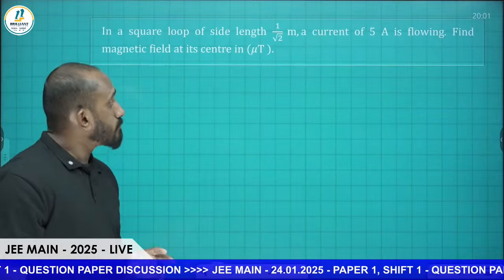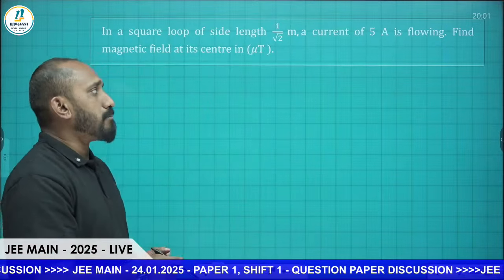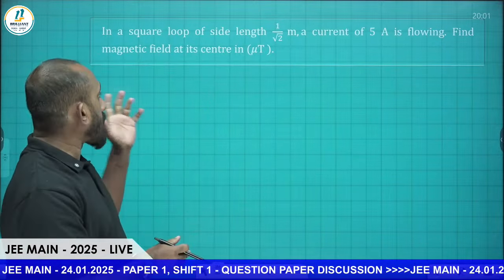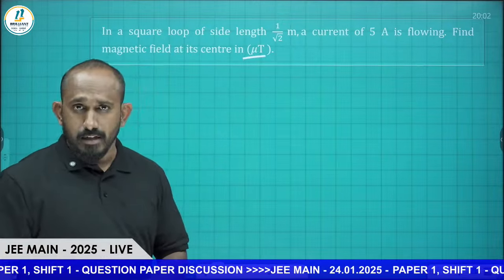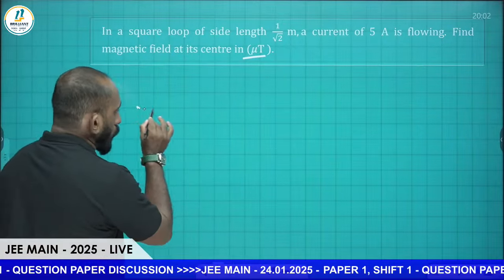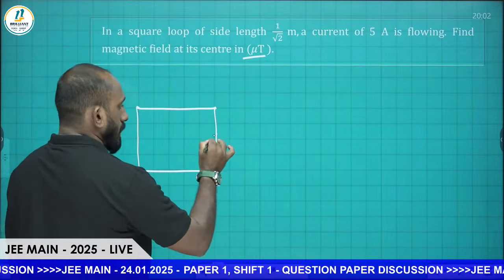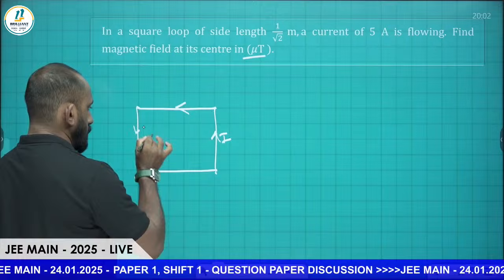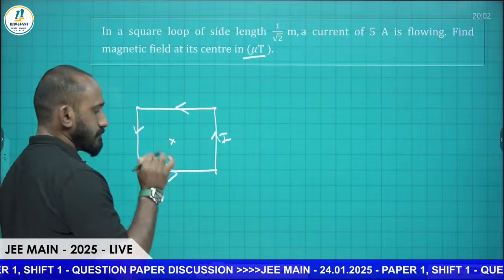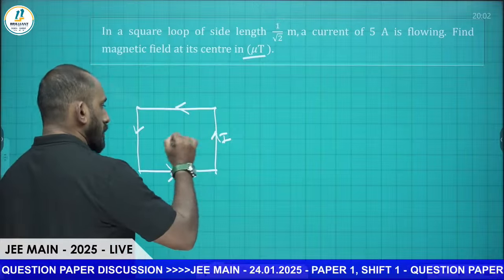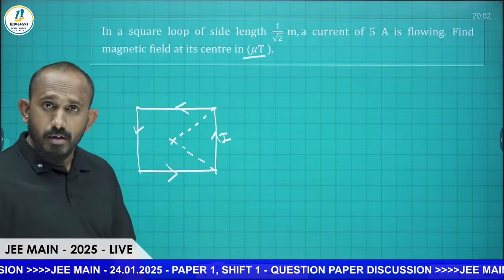In a square loop of side length 1 by root 2 meter, a current of 5 ampere is flowing. Find the magnetic field at its center in microtesla. So again, a numerical type question. You have to imagine a square loop with current I passing through it. Then you have to find the magnetic field at its center. At the center, you first find the field through one side, then multiply by 4 to get the correct answer.